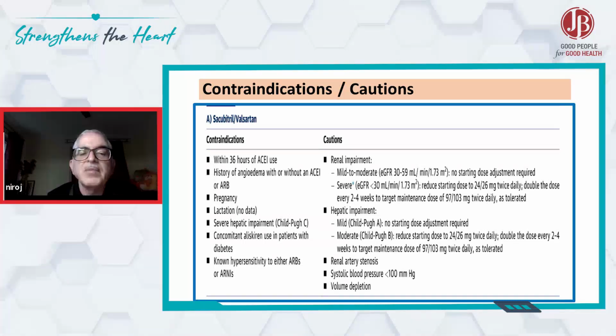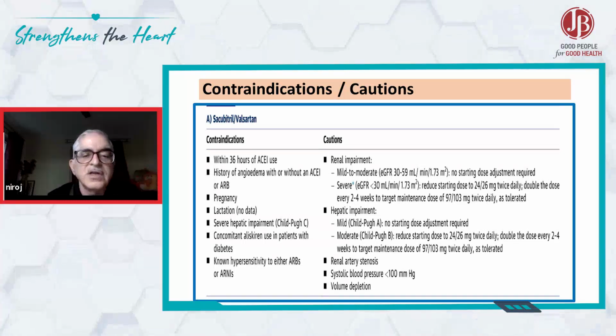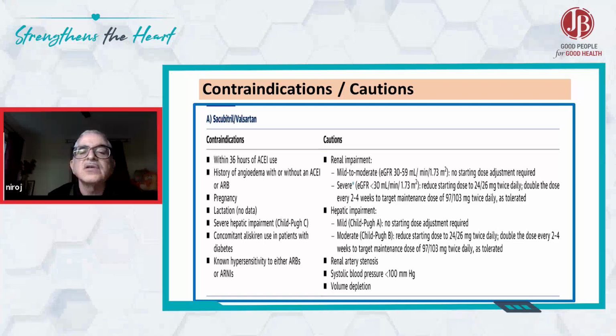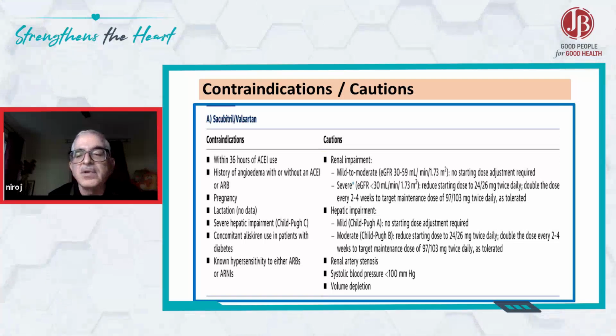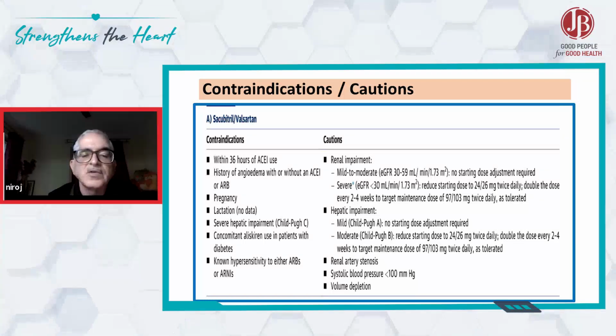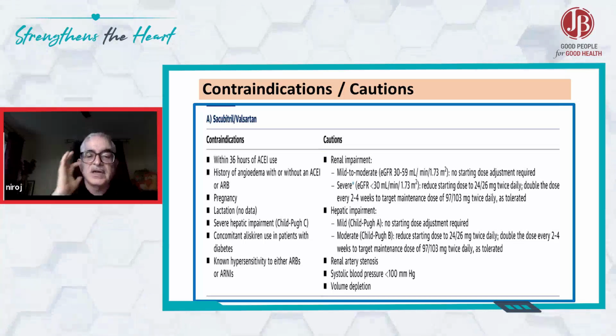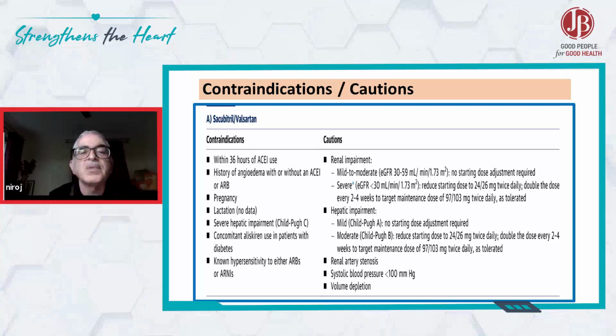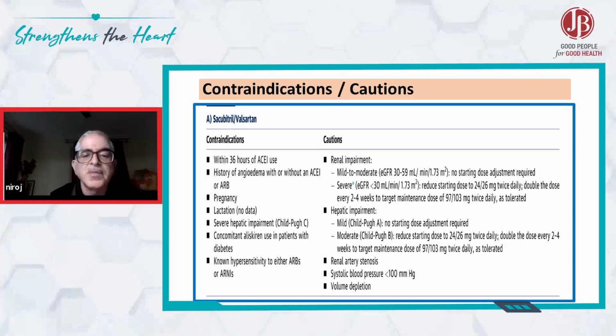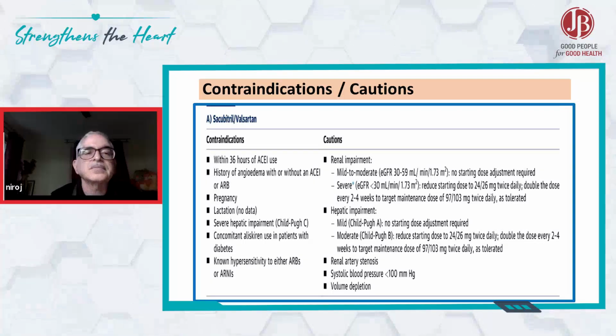In hepatic impairment, mild, no dosage adjustment required. Moderate, starting dose 50 mg twice daily and double the dose again slowly every 2 to 4 weeks. Again, the target dose is 200 mg twice daily. You have to be cautious in patients with renal artery stenosis, systolic blood pressure less than 100, and in patients who are volume depleted, because here the risk of hypotension is quite high.